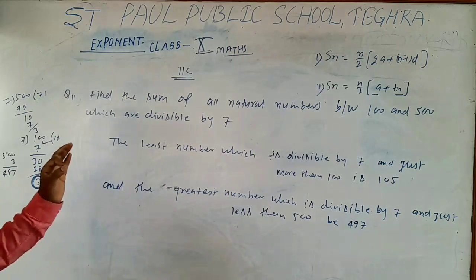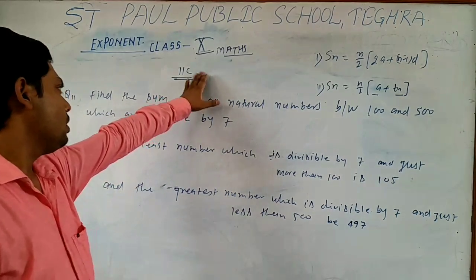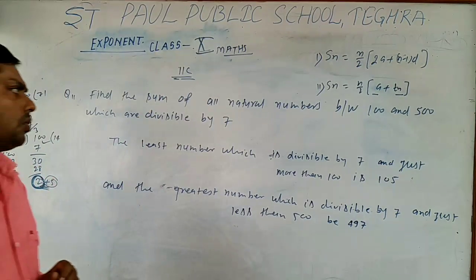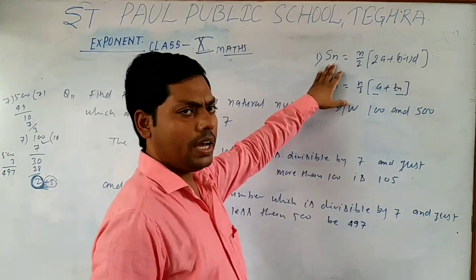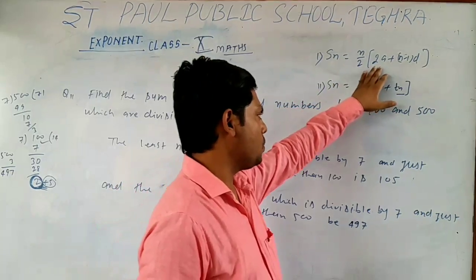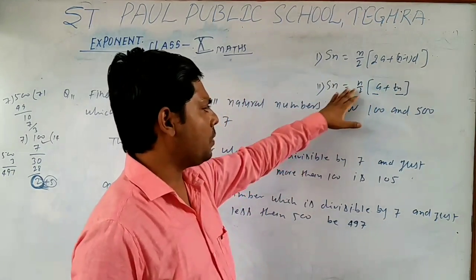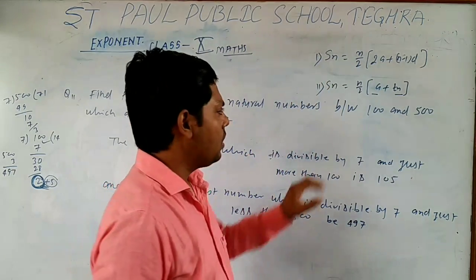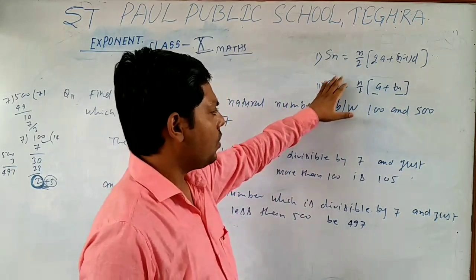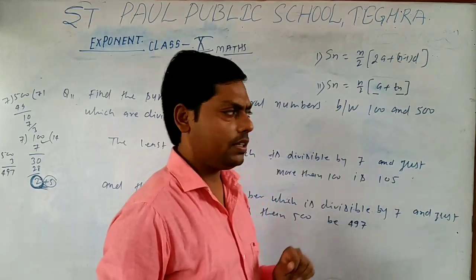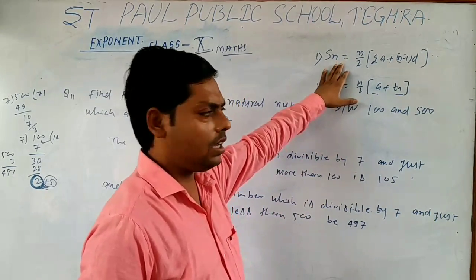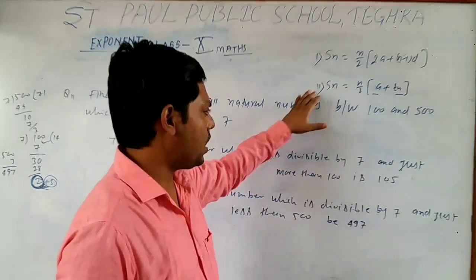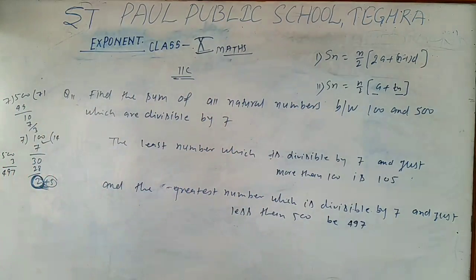Today I will discuss an important topic of class 10th mathematics from R.S. Agrawal 11C. Yesterday I taught you some important formulas related to the arithmetic progression: Sn equals n by 2 into [2a plus (n minus 1) into d], and Sn equals n by 2 into (a plus tn). These are two forms of the same formula. When a and d are given, we use the first formula directly. When the first term, last term and number of terms are given, we use the second formula for the convenience of solving the numerical.